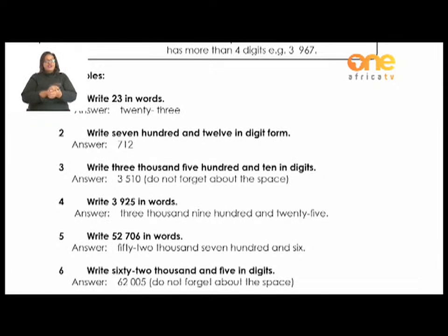You want to try one more example? Write 3,925 in words. Remember what I said. Always try to say the number out loud, and as you hear the number, then you write it down. So let's start. 3,000, that is the first word that I hear. So I write down 3,000. 900, that is the second. I write it down. And 25. So 3,925. And do not forget about your spelling.